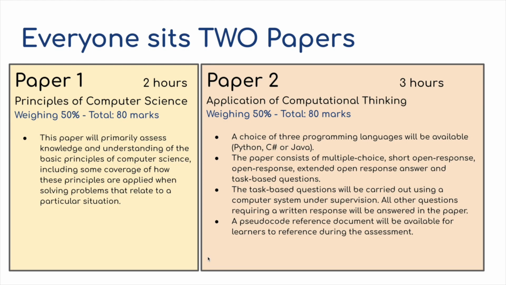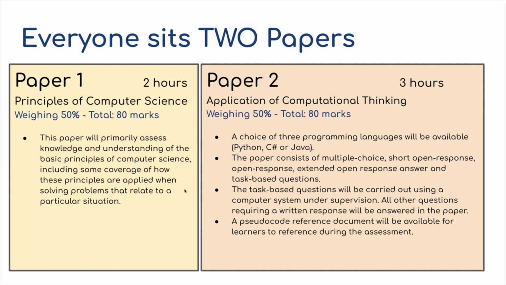So just quickly, I just want to go through the difference between paper 1 and paper 2 for Edexcel papers. Paper 1 is 2 hours. It covers the principles of computer science. It's 50% of your final mark, just like paper 2, and the total marks is 80. Okay, paper 1 is 2 hours, and paper 2 is 3 hours.